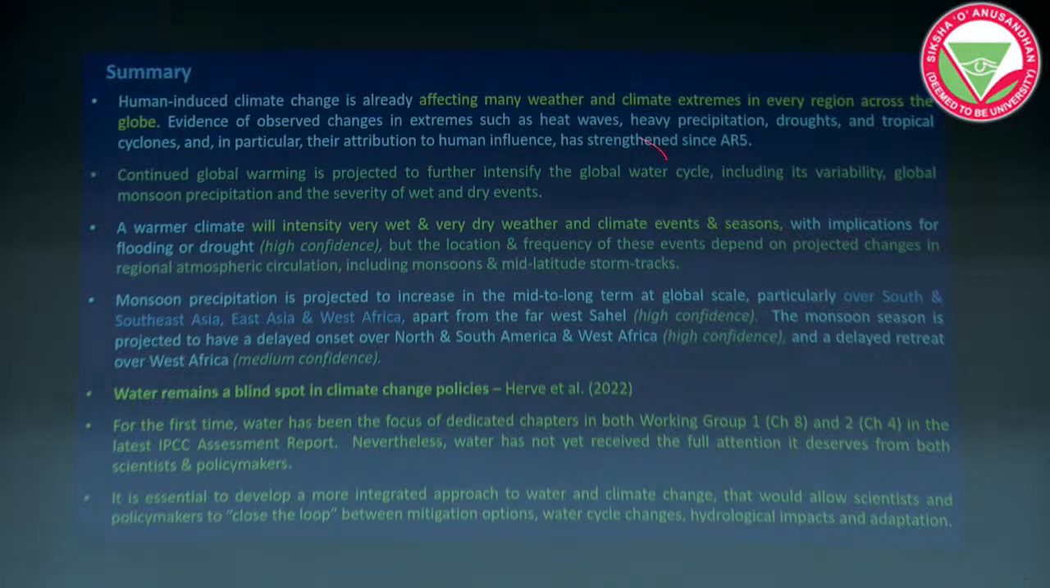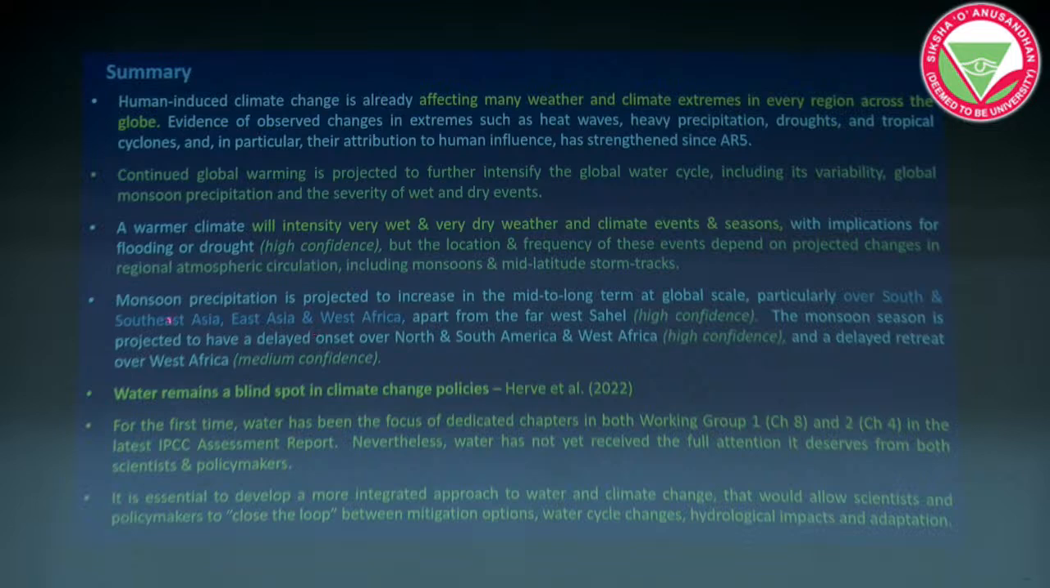So already human-induced climate change is affecting weather and climate in every region, and the assessment is getting much stronger in the 6th Assessment Report. The global water cycle will intensify, and also its variability. Monsoon precipitation is also projected to increase globally, also in South Asia. But the severity of the wet and dry events is also going to increase. So wet events are going to become more severe, leading to floods, and dry events are also going to become severe. But it will also depend on the circulation changes and so on.